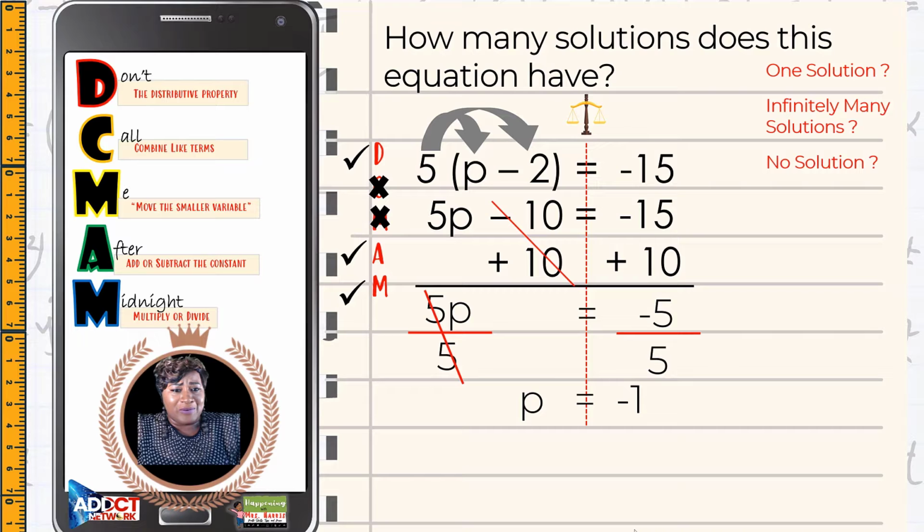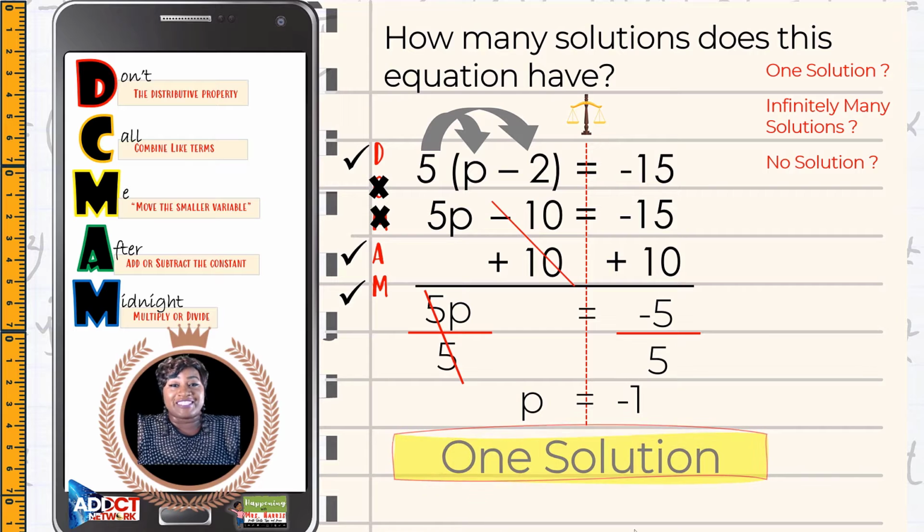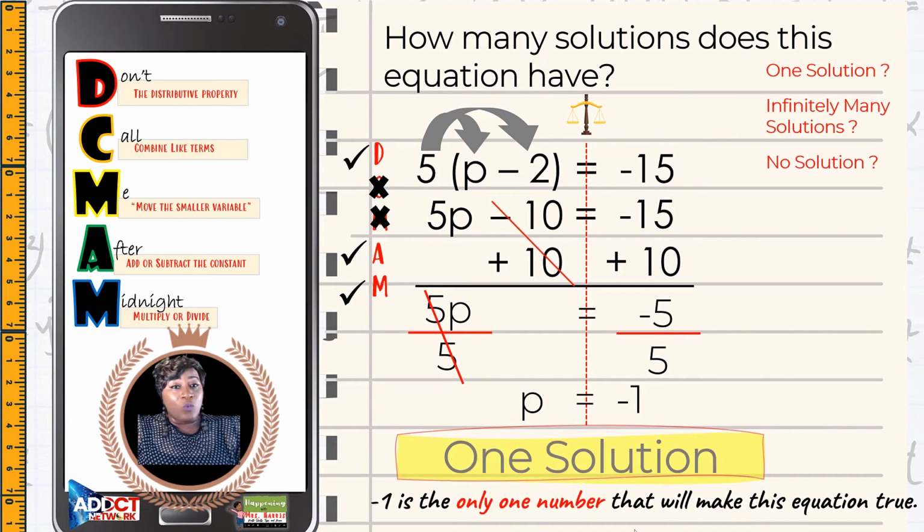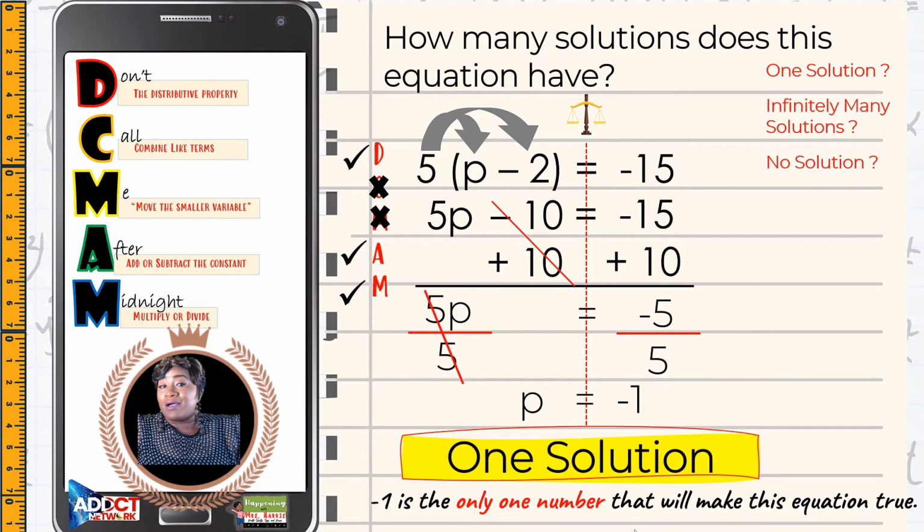So let's answer the question. How many solutions does this equation have? This equation has one solution. Yes, it has one solution. And we know that it has one solution because negative 1 is the only number that will make this equation true. Our variable p can only equal negative 1 to make the equation true.